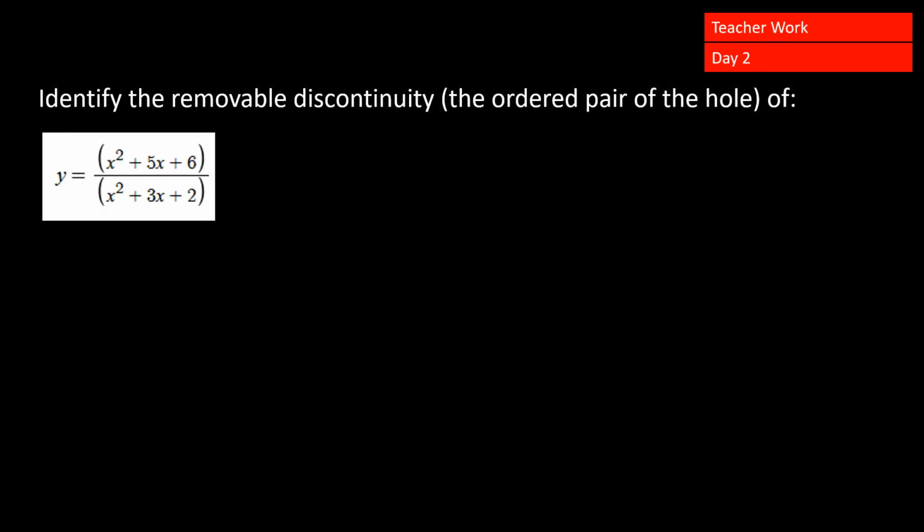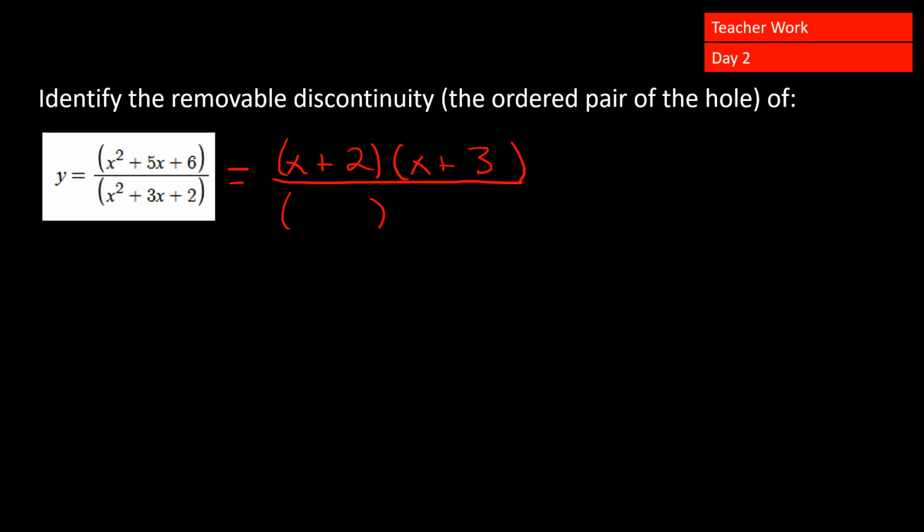So here you want to identify the removable discontinuity, the ordered pair of the hole. So the first thing we want to do is start to factor. So I'm going to break this numerator into 2 binomials. x squared would be x times x. I want 2 numbers that added give me 5, but multiplied give me 6, so that'd be 2 and 3. 2 plus 3 is 5, 2 times 3 is 6.